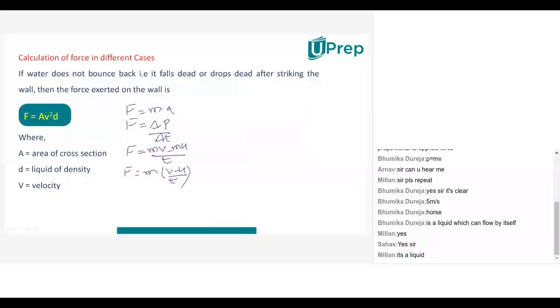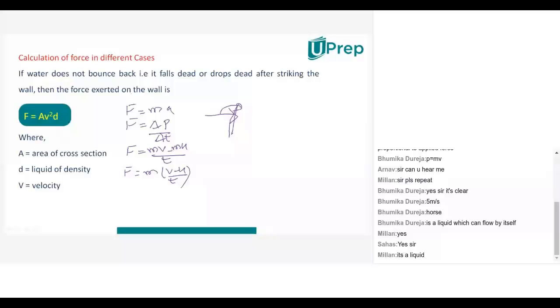Right. Now read once what is there in the slide, Arnav. If water does not bounce back, that is, it falls dead or drops dead after striking the wall, then the force exerted on the wall is. Very good. See here. Suppose water is coming like this and it is hitting the wall. When water is hitting this particular wall, definitely this fluid will exert some force on it. And how much force will be exerted on this particular wall?